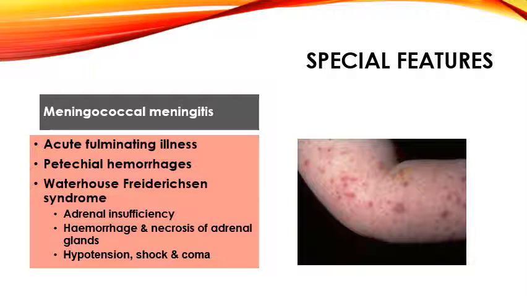Meningococcal meningitis usually occurs in patients who are immunodeficient. So here the meningitis is acute fulminating type. Petechial hemorrhages, as you can see in the picture, can be appreciated in these patients. Waterhouse-Friderichsen syndrome can also be seen in meningococcal meningitis, and it includes adrenal insufficiency, hemorrhage and necrosis of adrenal glands, which will lead to hypotension, shock, coma, and ultimately death.